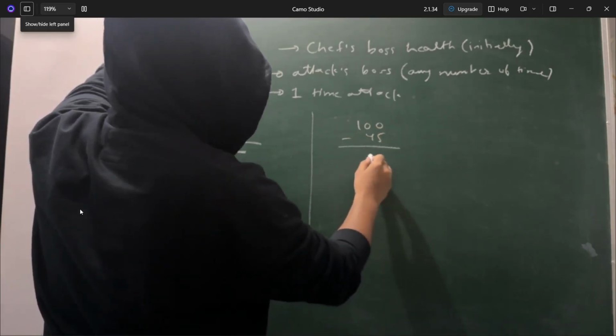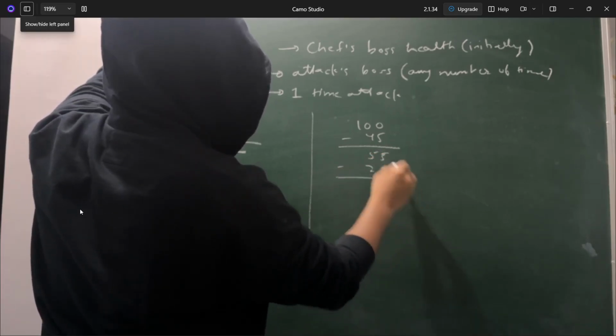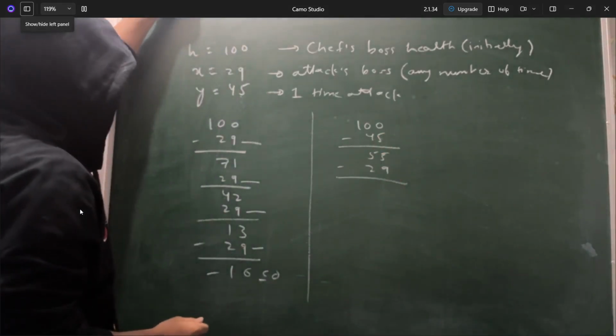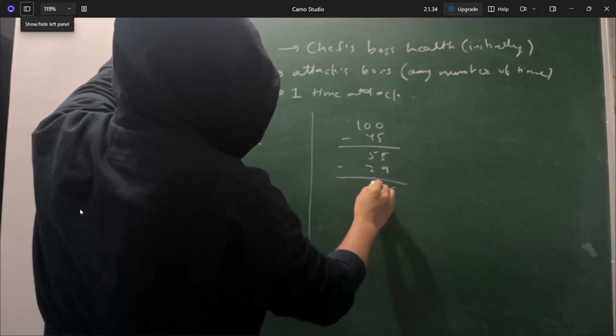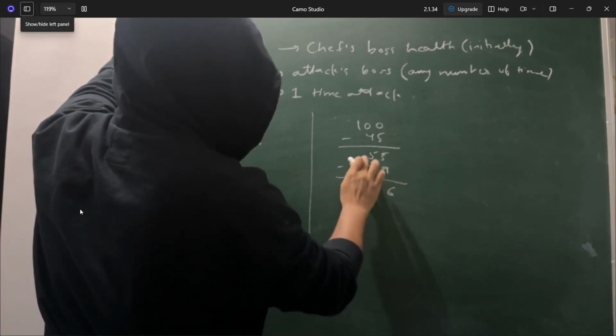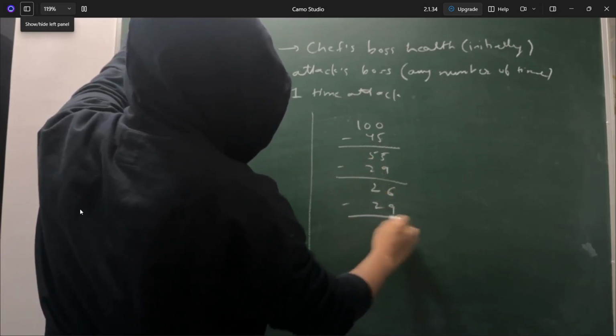So if you remove, it will be 55. Now you will have to again choose x operation, because y operation can be chosen only once. So if you choose y operation, so it is 26. Yeah. So now again remove 29, so it will be minus 3.